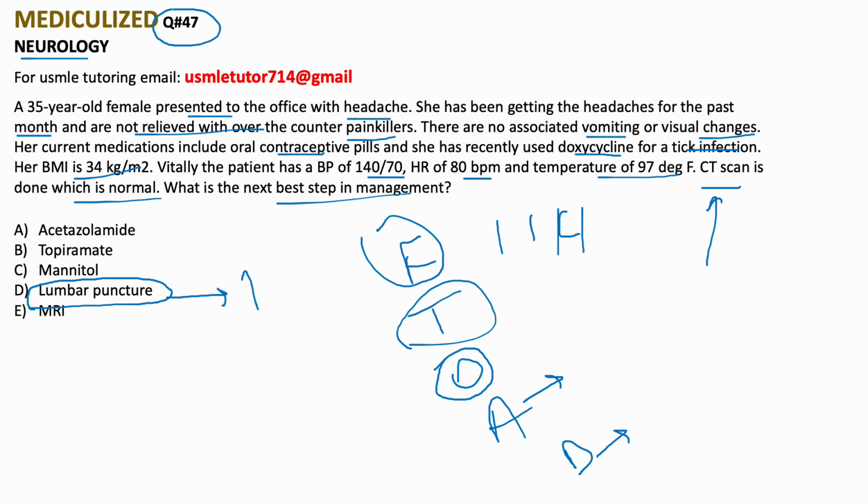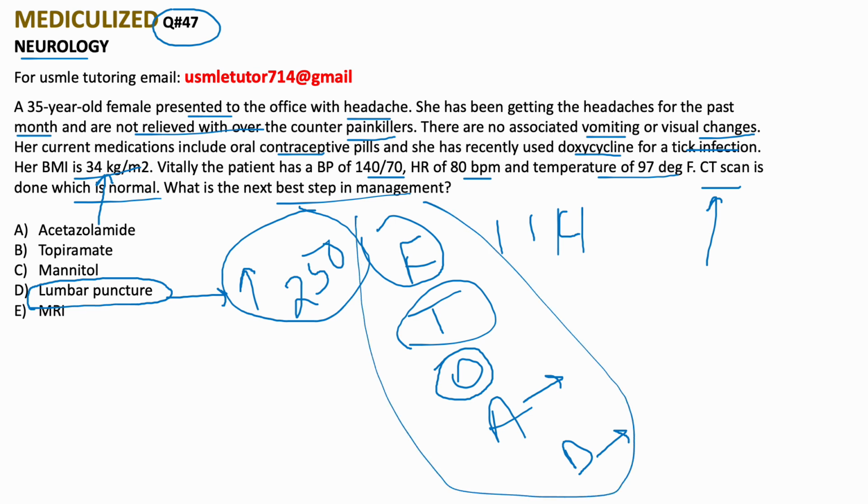It is going to show increased opening pressure, usually greater than 250. That is diagnostic for your pseudotumor cerebri. And remember, lumbar puncture is both diagnostic and therapeutic. So once the diagnosis of pseudotumor cerebri is made, the next step is first recommending lifestyle modification, like telling them to lose weight, for example. Also avoid all of these risk factors.